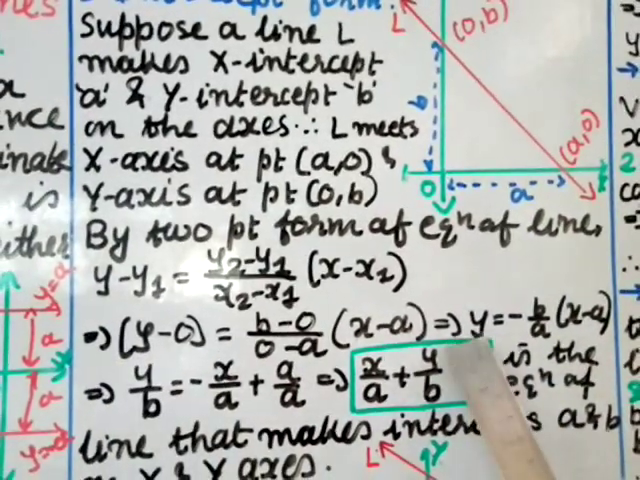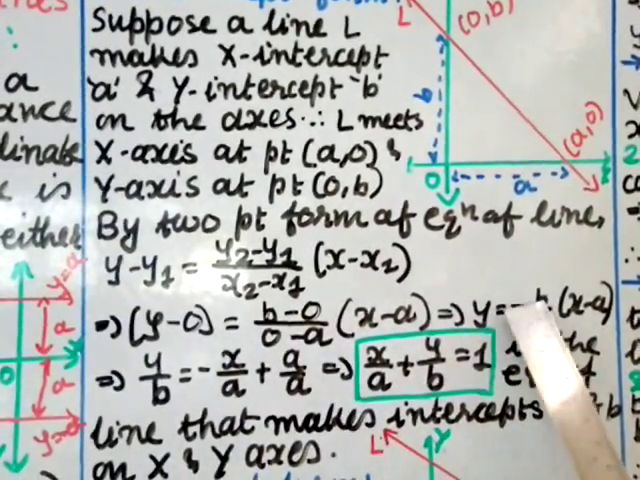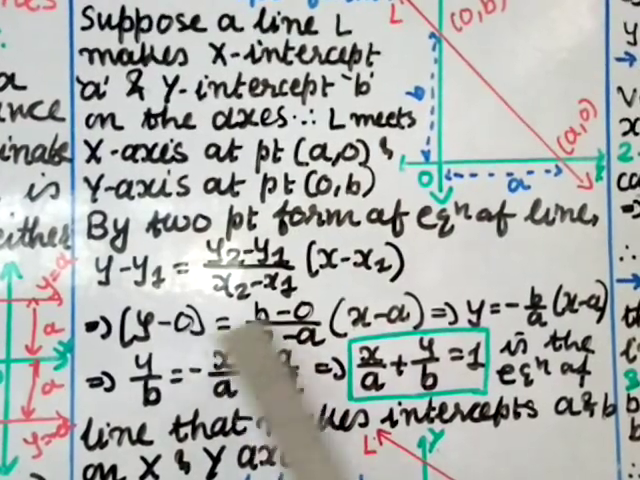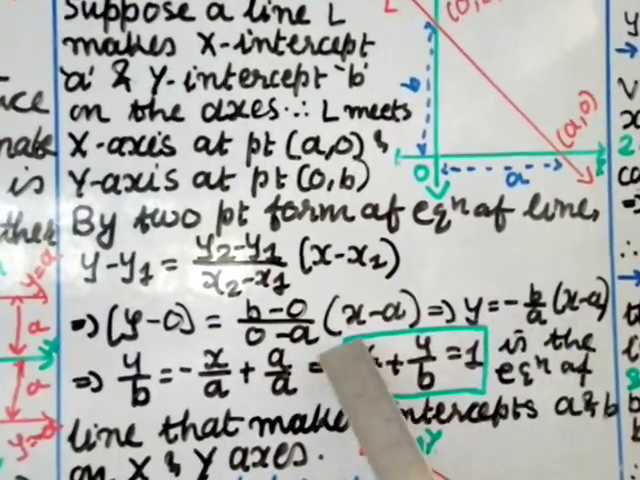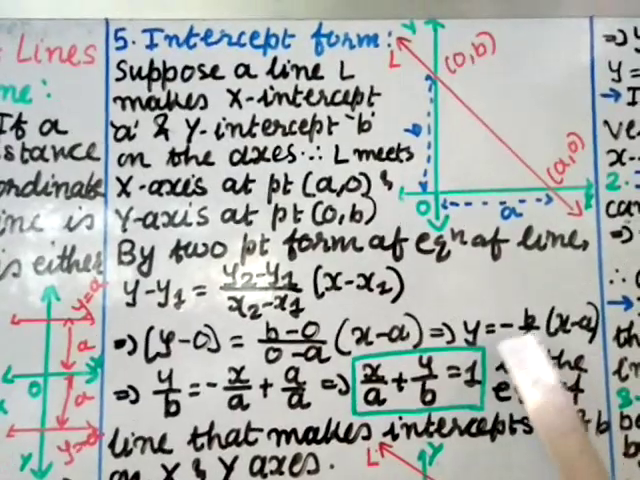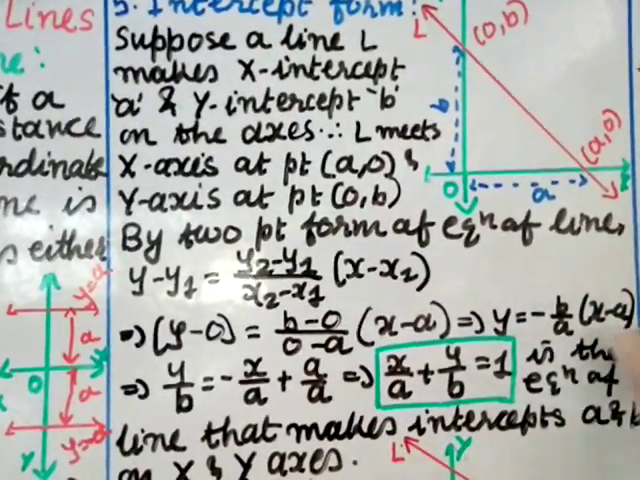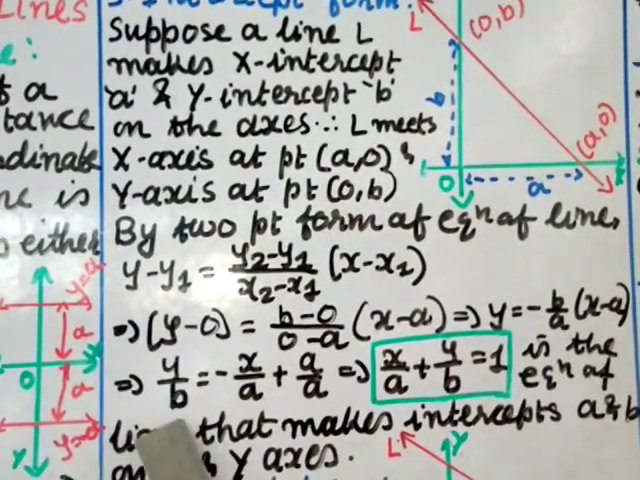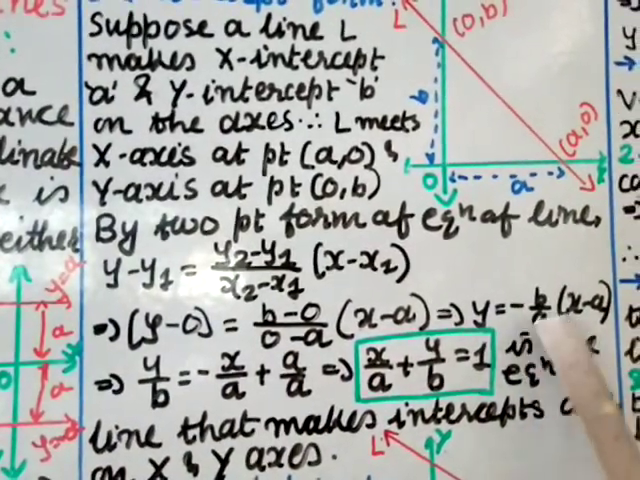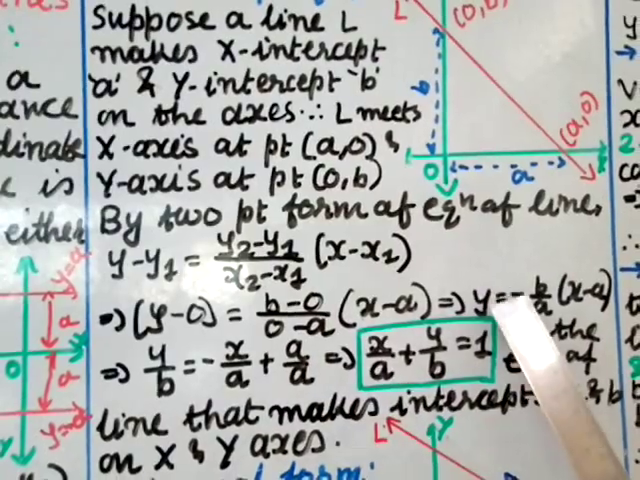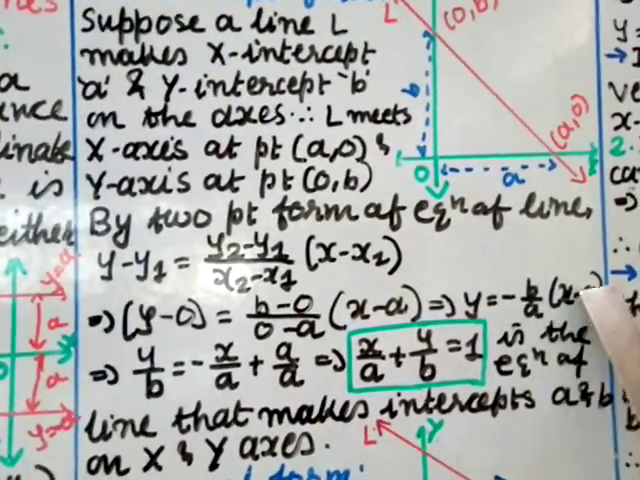So here y minus 0 is y, equal to b minus 0 is b, 0 minus a is minus a, so put minus in front of a, and here x minus a. Now this b transfers over here, it will go in the denominator, and this minus 1 by a transfers inside the bracket. So we get here y by b equals minus 1 by a into x is minus x by a, minus a minus plus a by a.